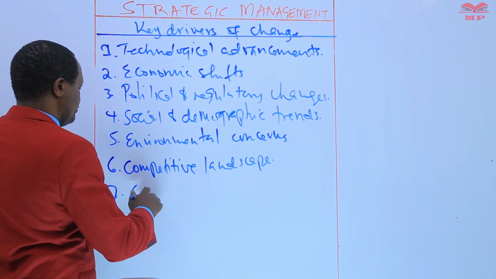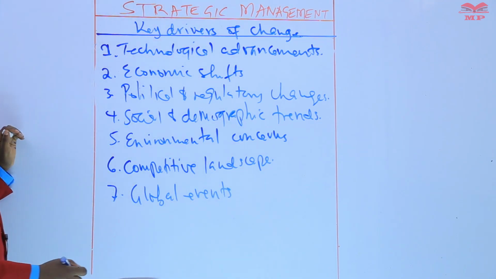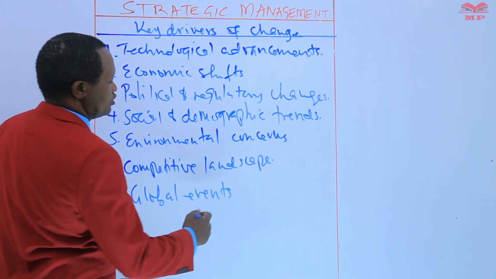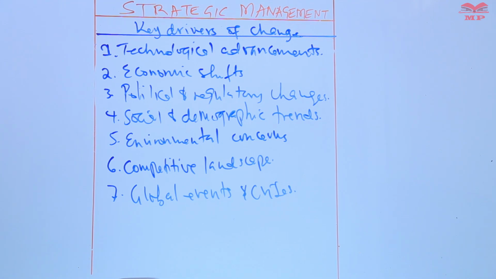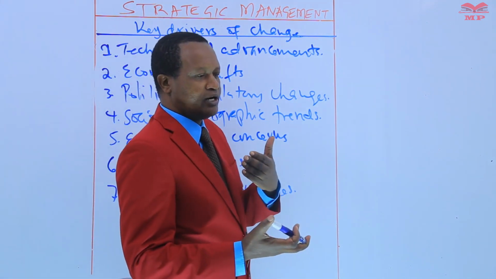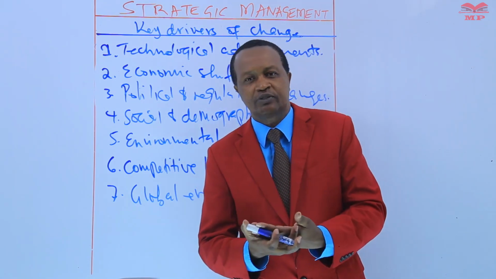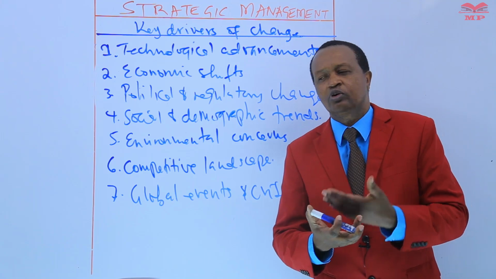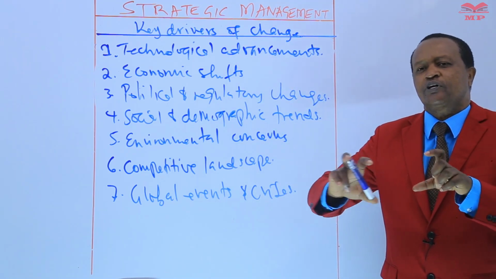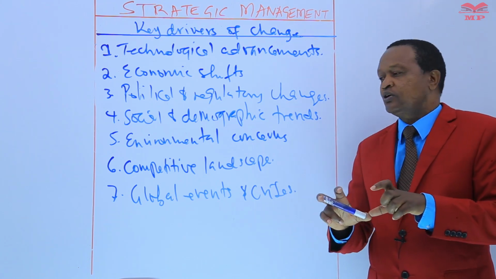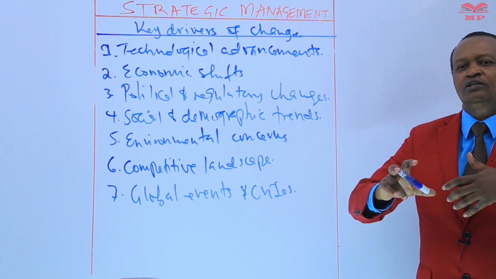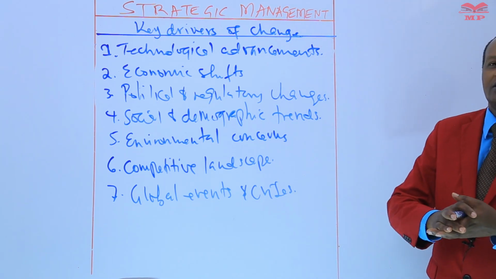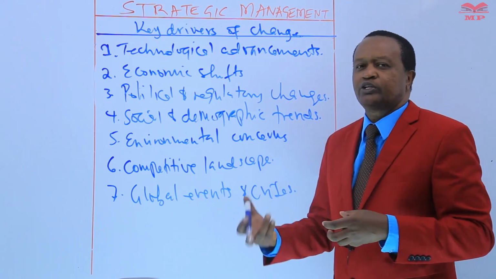We can add global events. Global events are also key drivers of change, and these events could also be crises. These are unforeseen events such as natural disasters, pandemics, geopolitical shifts or conflicts. There could also be a global financial crisis that can have a profound impact on businesses. These global events and crises can also disrupt supply chains, affect consumer confidence, and create new risks and opportunities.